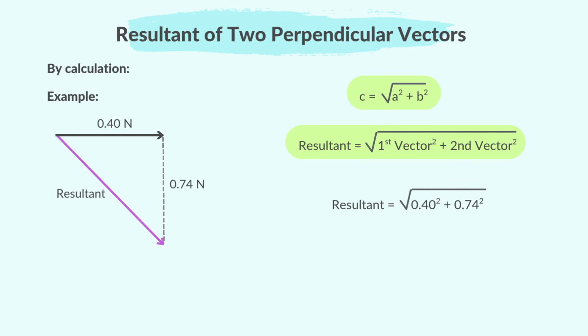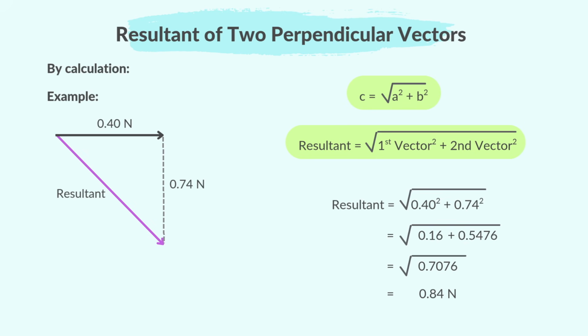First, calculate the squares. 0.40 squared equals 0.16. 0.74 squared equals 0.5476. Now add them. Now take the square root. Resultant force equals the square root of 0.7076. Resultant force is approximately 0.84 newtons. So the magnitude of the resultant force is about 0.84 newtons.